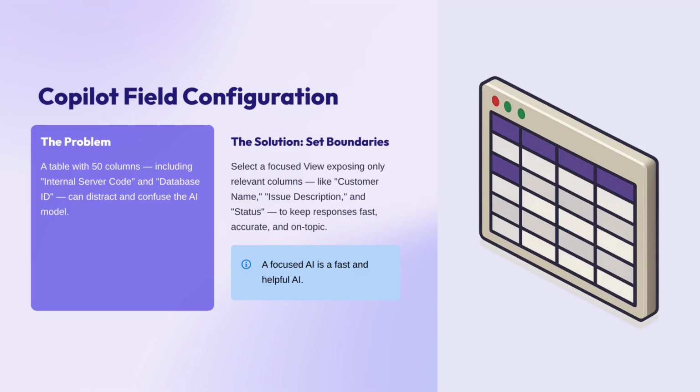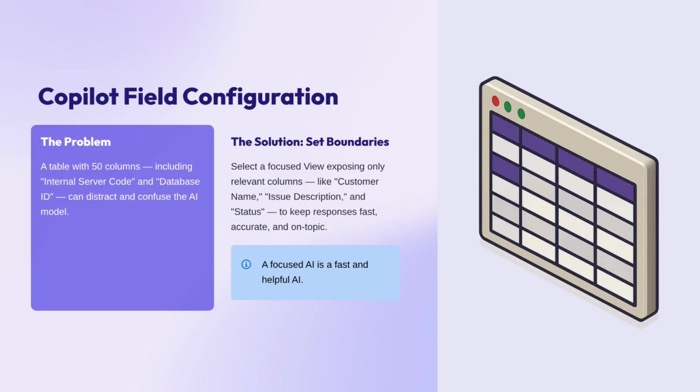Just because your table has 50 columns doesn't mean the user needs to talk about all of them. Imagine a dummy example of a customer support app. Your table might have a column for internal server code or database ID. A user will never ask about those, and if the AI sees them, it might get distracted. You pick the view that only includes the customer name, issue description, and status. This keeps the AI focused.